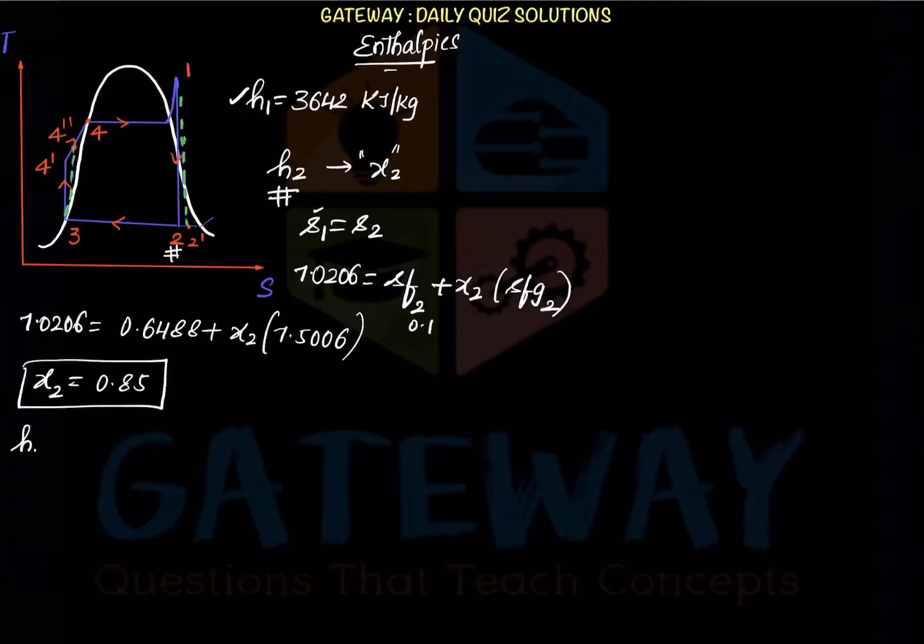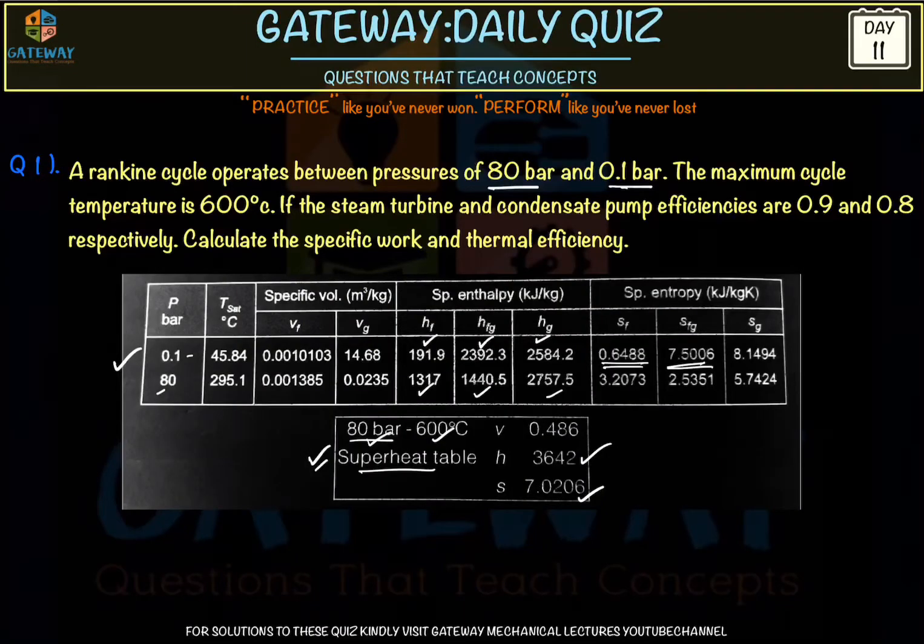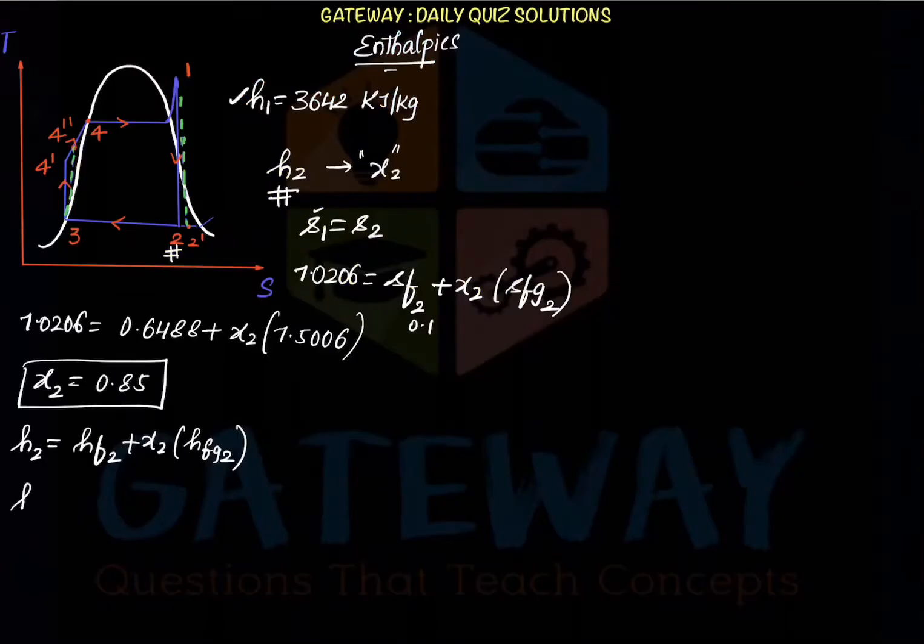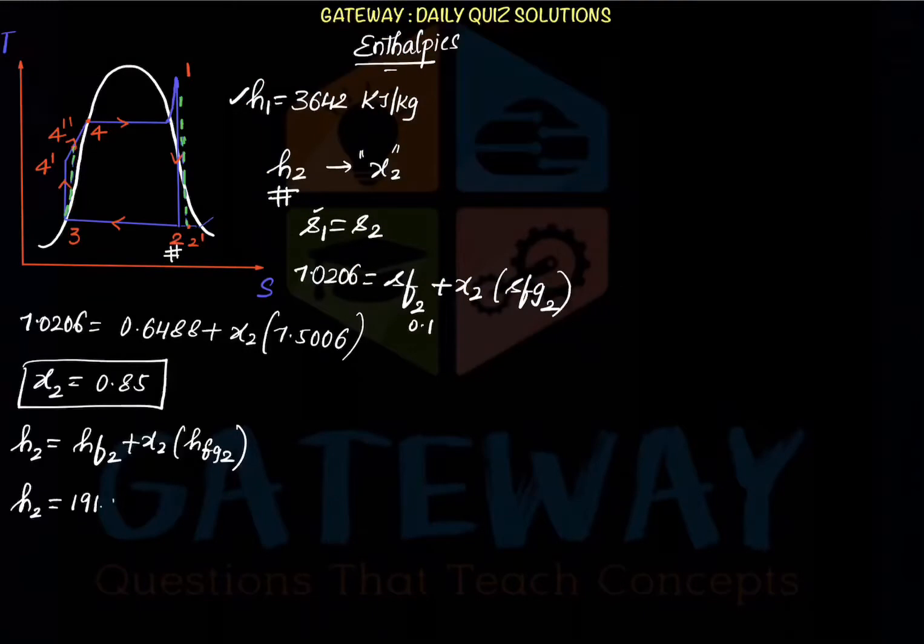And now after getting X2, we can calculate H2 easily. H2 is equal to HF2 plus X2 into HFG2. Since the HFG values and SFG values are given, we are directly writing the HFG2 values here. So at 0.1 bar, HFG2 was given as 2392.3, HF was given as 191.9. So we will substitute them. H2 is equal to 191.9 plus X2 0.85 into HFG2, given in the question as 2392.3. From this we get the value of H2. H2 comes out to be 2225.36 kilojoule per kg. H2 was also obtained.